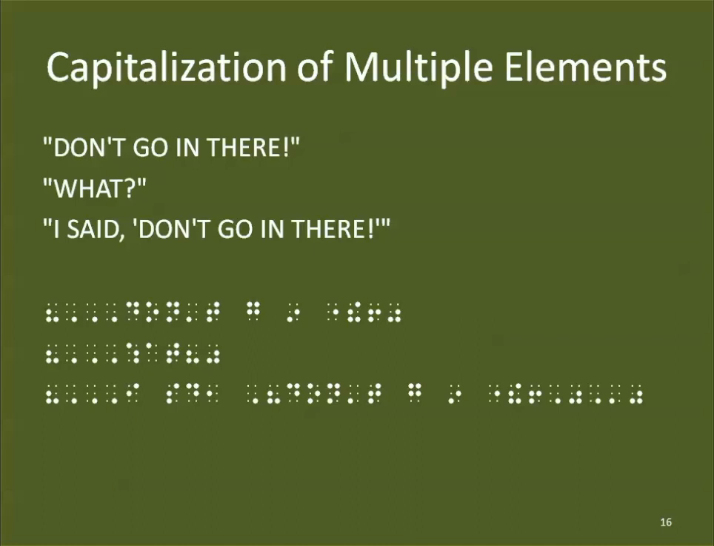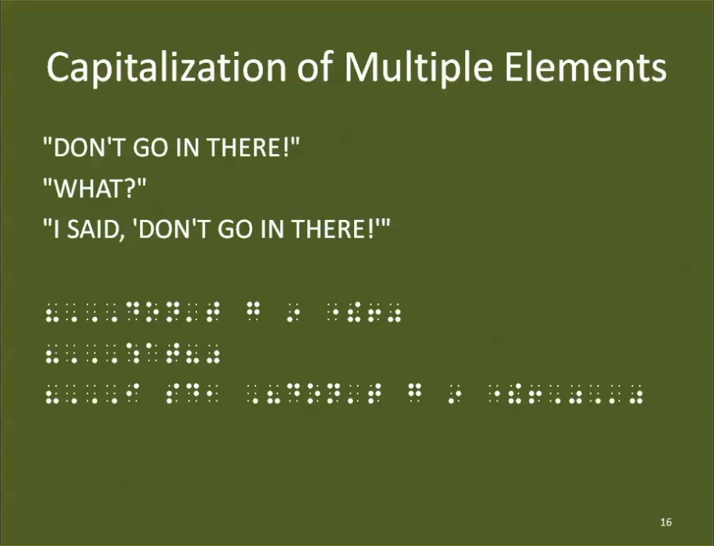line is the other person talking. So we haven't terminated "don't go in there." We're carrying on with the capitals, and we're just reminding the Braille reader that this is going on. So we have "don't go in there," and then what? So we have the capital passage indicator there again, still not terminating because the next line is also still fully capitalized.